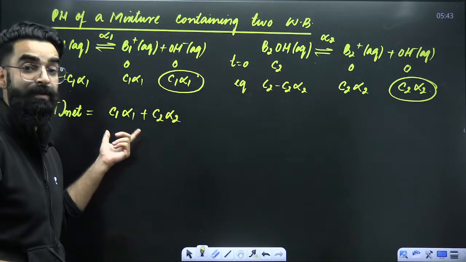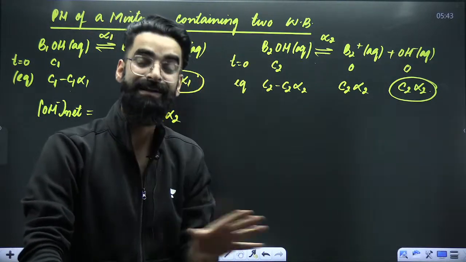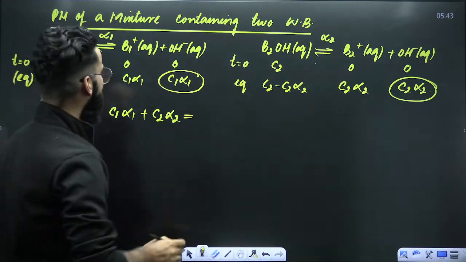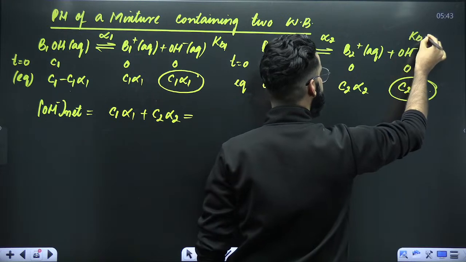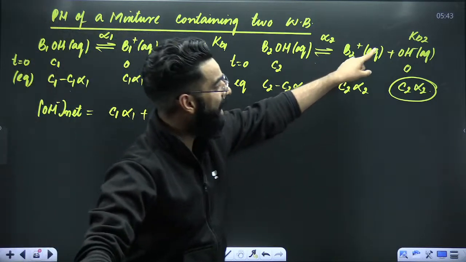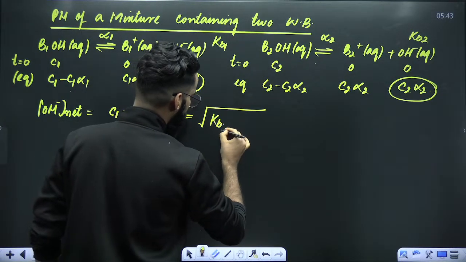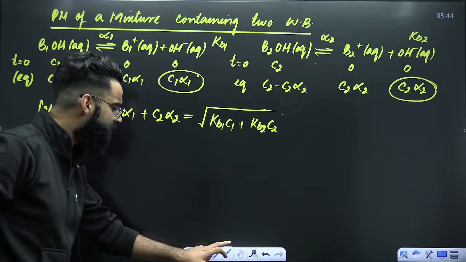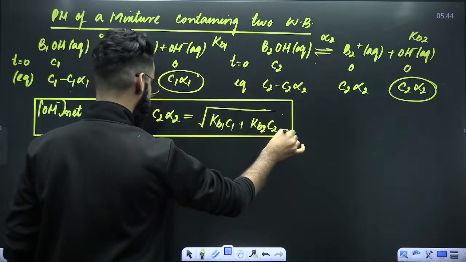This is one of the ways by means of which you can calculate the total OH negative concentration present in the resulting mixture. Or there is one more way. I'm not deriving the result, I'm just giving you the result. Imagine that alpha 1 and alpha 2 are not given, but the KB1 and KB2 values are given to us. KB1 is the ionization constant of the first weak base, and KB2 is the ionization constant of the second weak base. There is one more way: it's going to be the square root of KB1 C1 plus KB2 C2, right? So these are the two ways by means of which you can calculate the total net OH negative ion concentration present in the resulting solution.